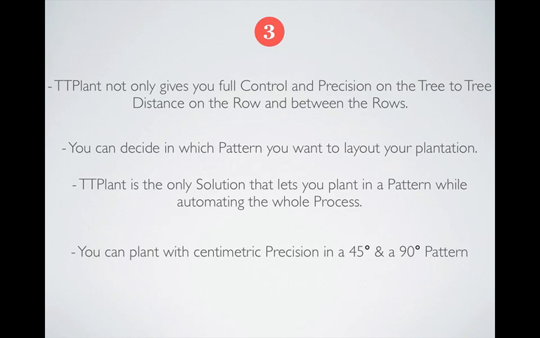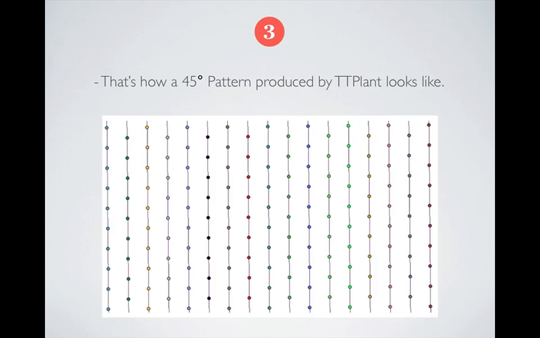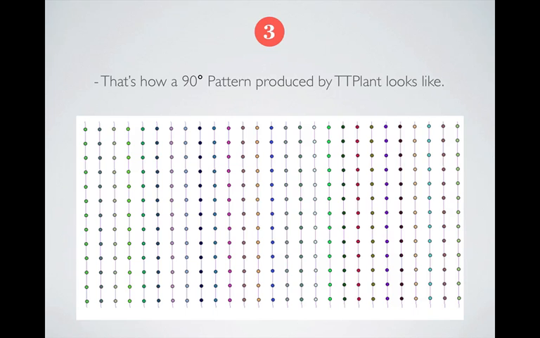Two planting patterns are available to you. You can plant in a 45-degree and a 90-degree pattern. That's how a 45-degree pattern looks like. That's how a 90-degree pattern looks like.